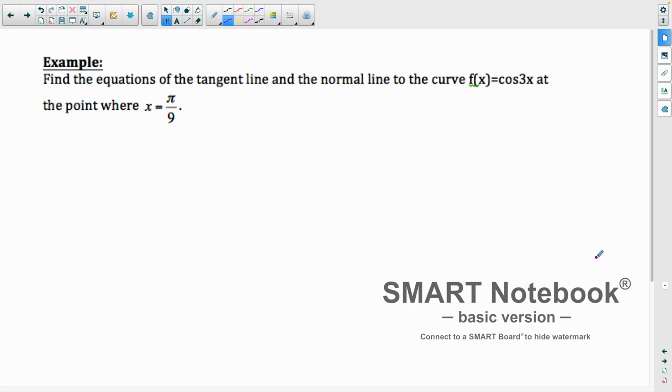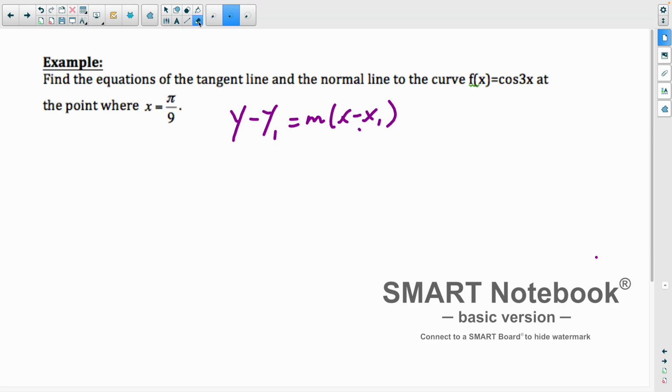Find the equations of the tangent line and the normal line to the curve f of x equals 3 cosine 3x at the point where x equals pi over 9. And so if you remember this, we were finding the tangent line, and when we found the tangent line, we used point slope form.